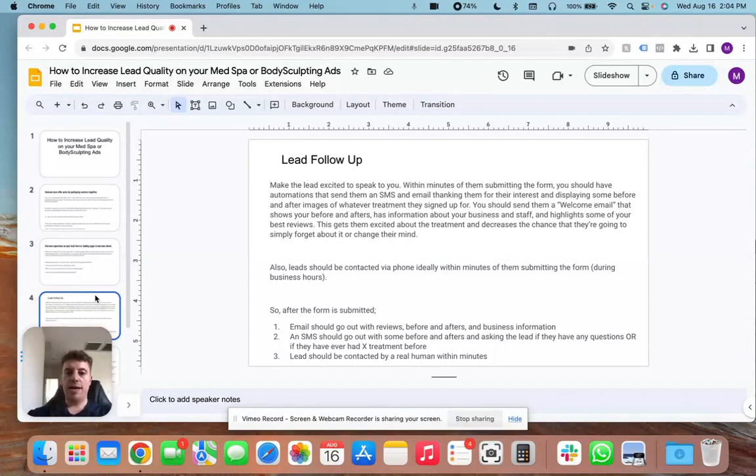You have reviews, you have before and afters. You could even send out a welcome email introducing some of your staff, their credentials, any qualifications they have, just anything to help them build up that relationship with your business after they submit that form.